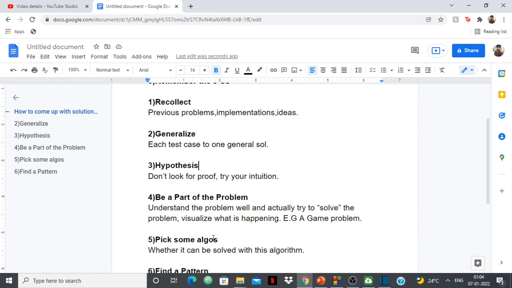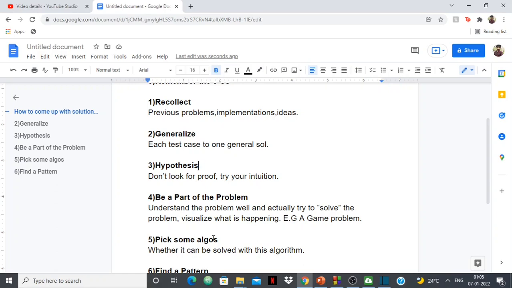So whenever you're given a problem, you're given a certain story that this person is supposed to do this or this guy is supposed to do that. So actually be a part of that problem. Suppose, for example, there's a problem where two people are playing a game, both of them are playing to win. So actually become a part of the problem, visualize what will happen if two people actually play to win. That will help you understand the test cases, one, and second, that will help you understand how to win the game, which is what the solution is, right?